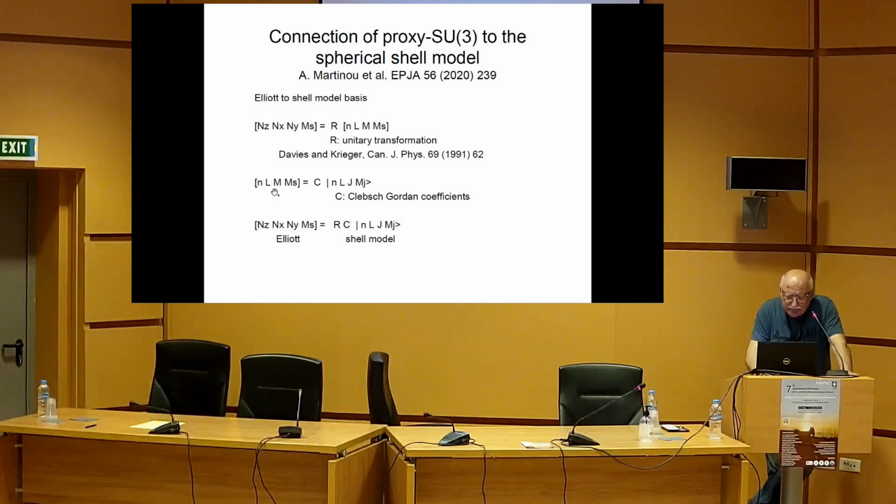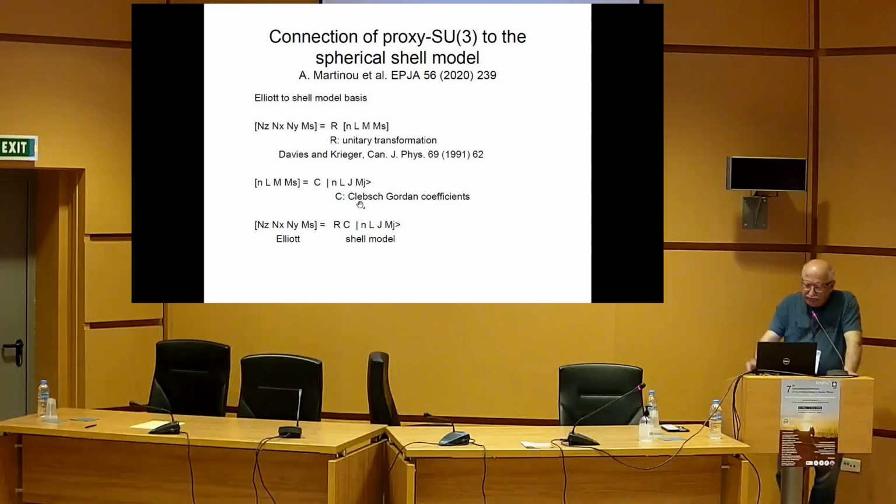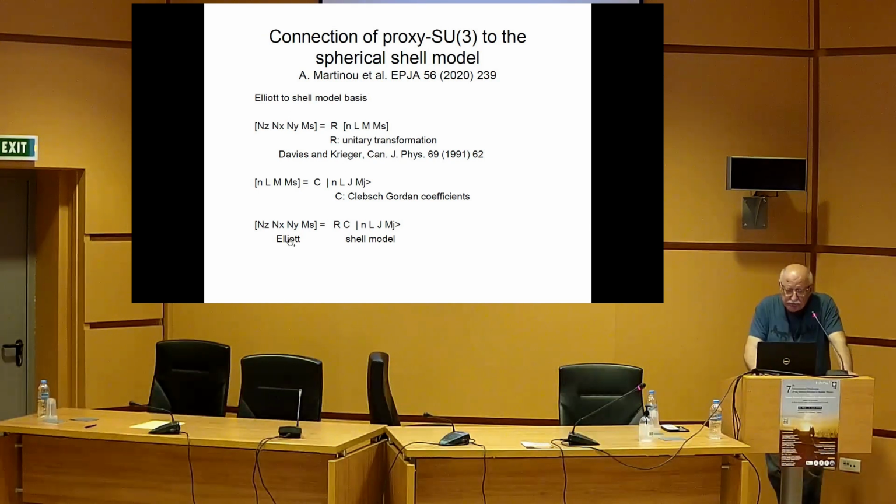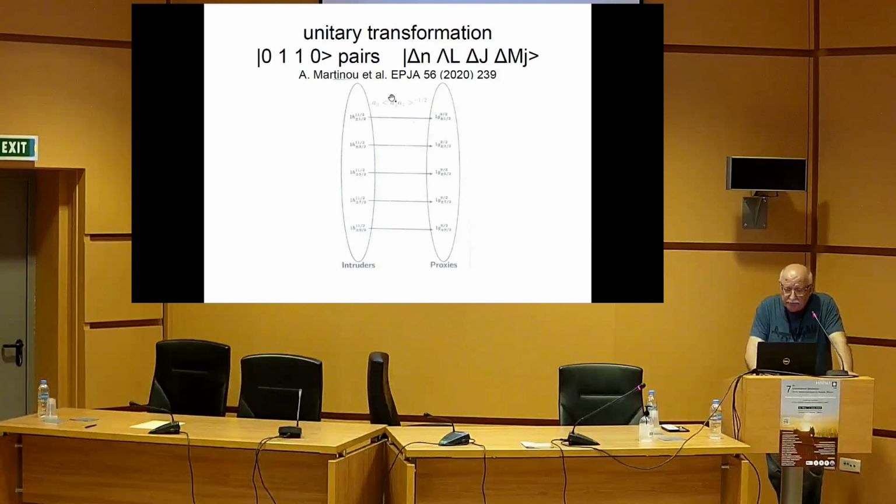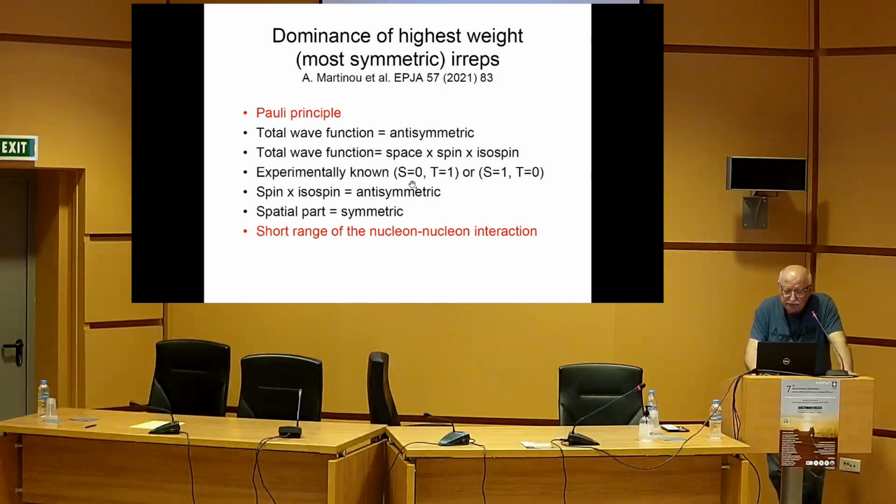Then you connect the basis. Instead of using L and M, you use the L and J quantum numbers. This can be done through Clebsch-Gordan recoupling, no problem. This way you connect the Elliott shell model to the spherical shell model. And it turns out that the proxy-SU3 is equivalent to a unitary transformation between the intruders and their proxies, which I was showing you before. So it's a mathematically well-defined procedure for making this correspondence.